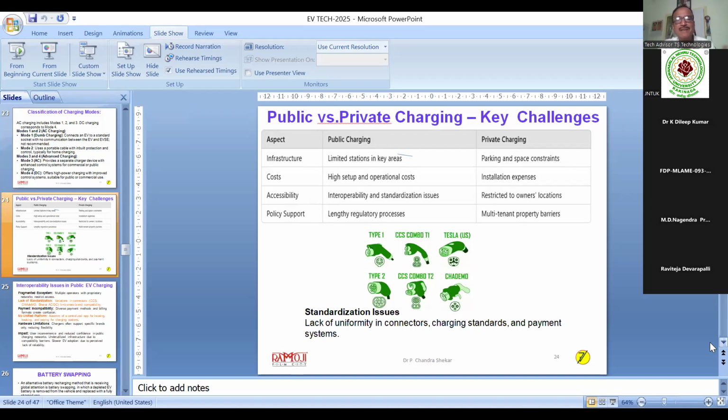Then, public versus private charging. What are the key challenges? The major issue is standardization. As you can see, there are at least 6 types of connectors available. Now, how do I charge?